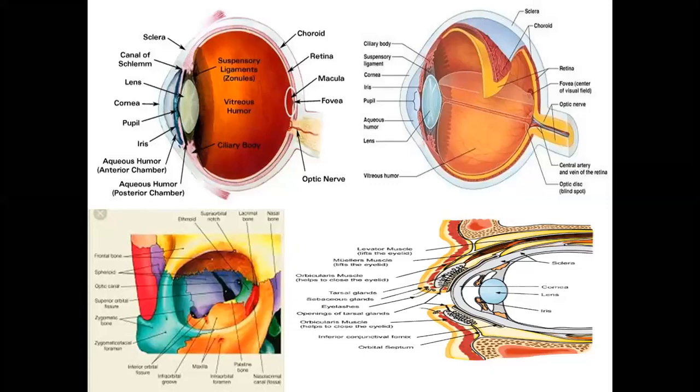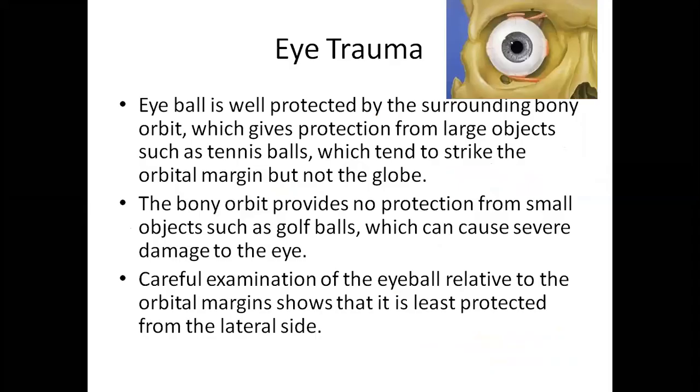We'll discuss all the problems of the eye today. Okay? So what is eye trauma? The eyeball is in the socket of the eye, a bony socket. It is actually protected by the bony socket.